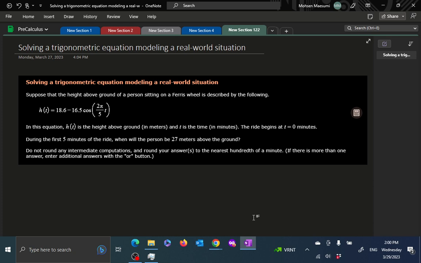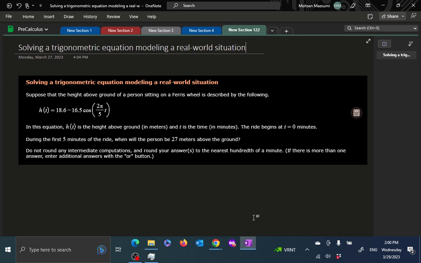It says, suppose that the height above the ground of a person sitting on a Ferris wheel is described by the following equation. H of t is equal to 18.6 minus 16.5 cosine of 2 pi t over 5. In this equation, h is the height above the ground in meters and t is the time in minutes. The ride begins at t equal to 0 minutes.